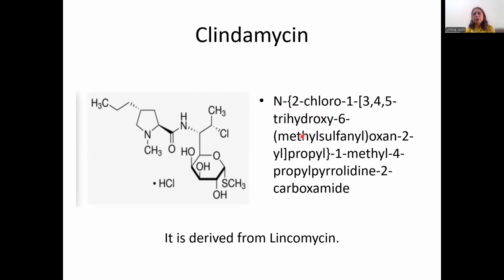Now, this is clindamycin. The nomenclature is shown over here. It is named as propyl pyrrolidine carboxamide. Okay, so this is the main, and this sugar is named as an N substituent. Please try to understand this. The main parent chain is pyrrolidine carboxamide with the substitutions, and the sugar is named as a substituent. So this is clindamycin. And this clindamycin is derived from lincomycin.